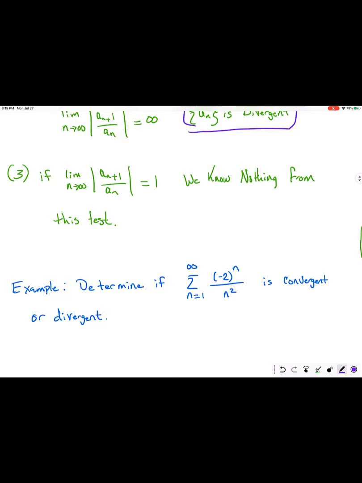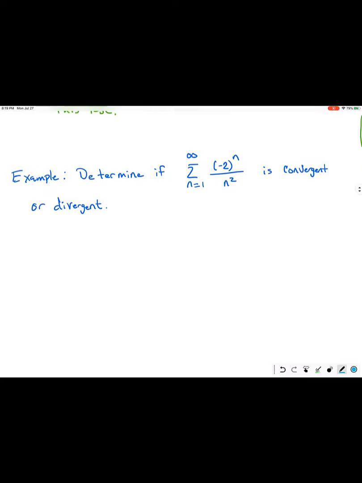So for example, determine if the summation from n equals 1 to infinity of minus 2 raised to the n divided by n squared is convergent or divergent. Now we're in the ratio test section, so I'm going to do a ratio test. But usually, if I didn't know what test I should use, my first go-to is always the ratio test. That's the one I like the best. And if that one works, then great. If not, then I have to look for something else.